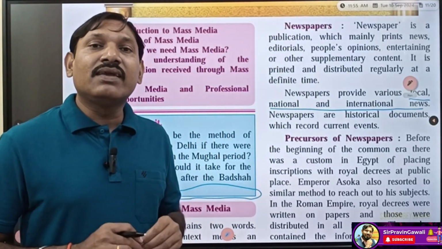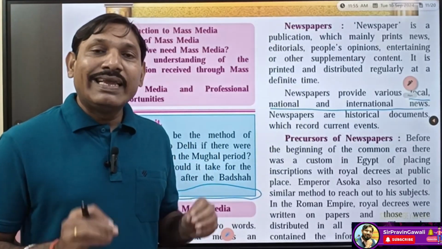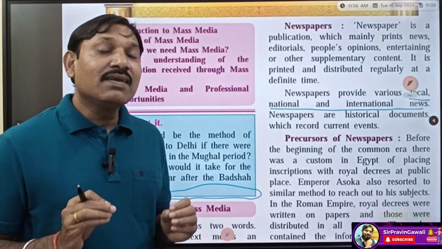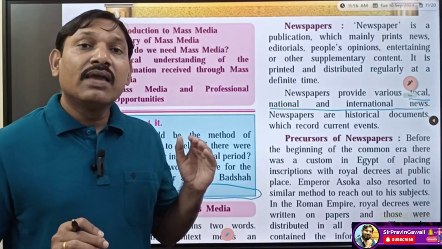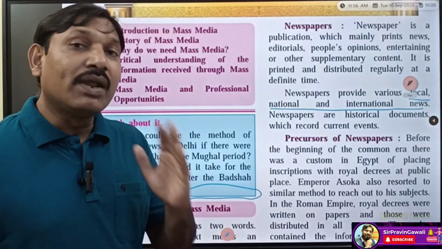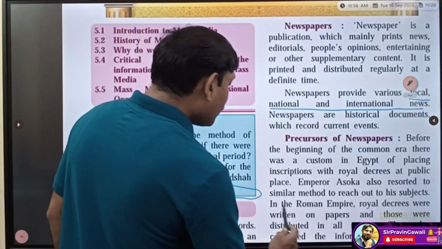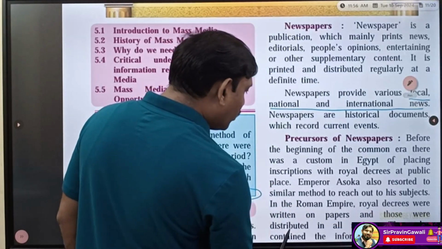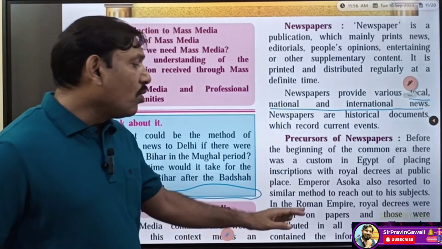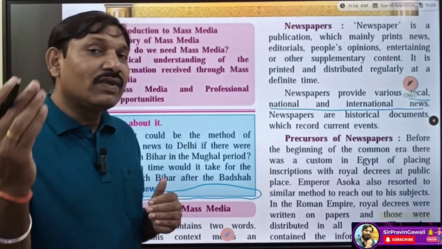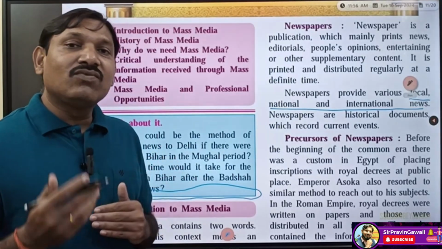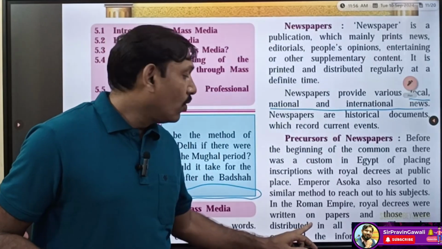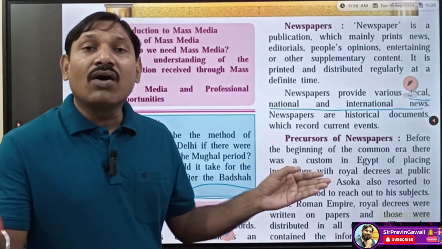So here in India we can see many inscriptions which were erected on stones, on pillars, and all belonged to Emperor Ashoka's period or the Maurya period, we can say. Now see, student, in the Roman Empire, royal decrees were written on papers and those were distributed in all regions. In the Roman Empire, to communicate with the people, whatever the decrees were there, royal decrees, agreements, they used to write on papers, and those were distributed among all the people.